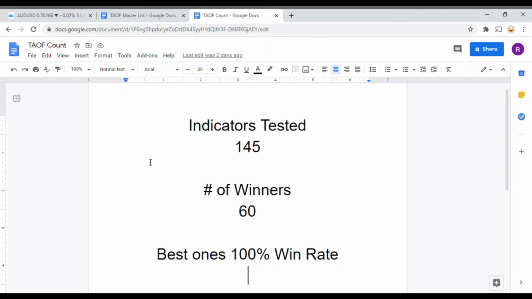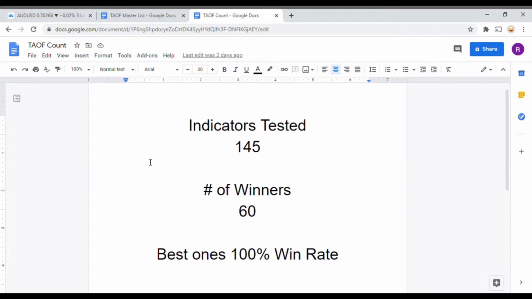145 indicators. And out of those 145 indicators, 60 of them have been winners, which means that they have met or exceeded the 60% win-loss ratio threshold that we have set for them. The best ones so far were able to achieve a 100% win rate.